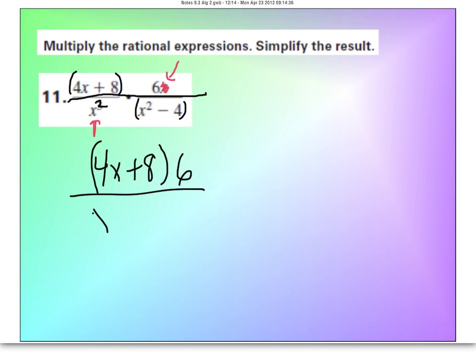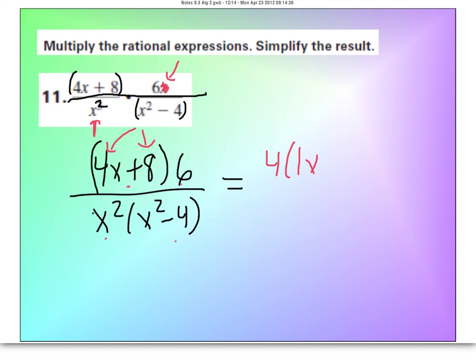On the bottom, x squared minus 4. Again, I see 4 groups here, here, here, and here. Nothing crosses off naturally. However, this group here, I can pull out a 4. So 4x divided by 4 is going to get us 1x. Plus 8 divided by 4 is 2. And then the 6 is still out here.